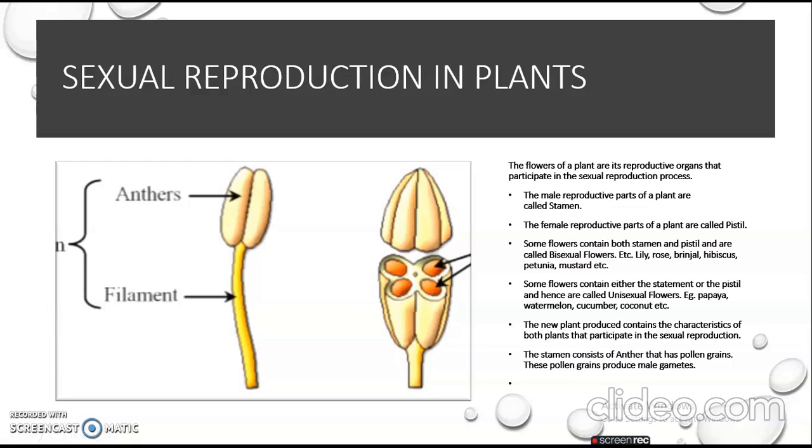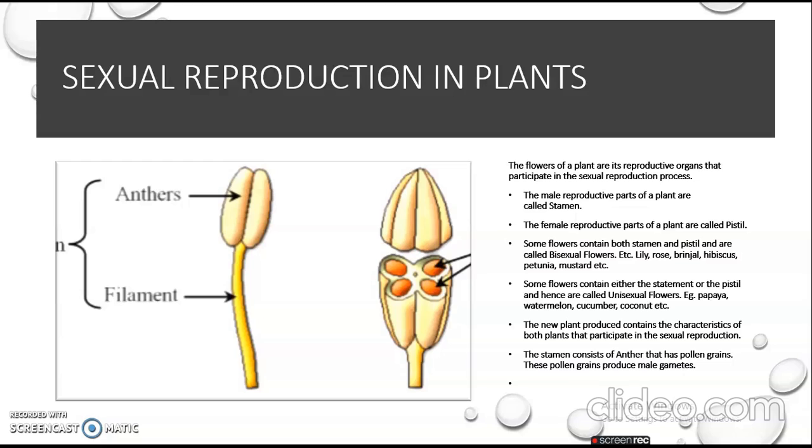The female reproductive part of a plant is called the pistil. Some flowers contain both stamen and pistil and are called bisexual flowers. So the flowers which contain both the male and female reproductive parts are called bisexual flowers. For example, lily, rose, brinjal, hibiscus, petunia, mustard, etc.